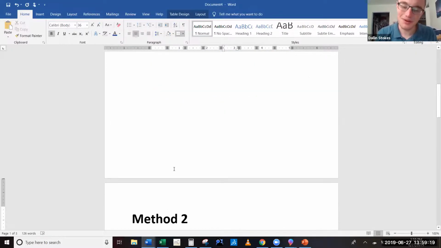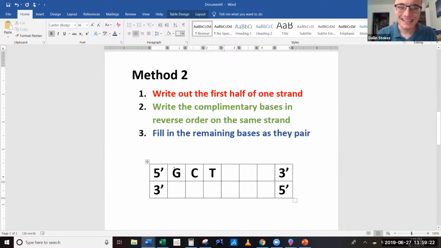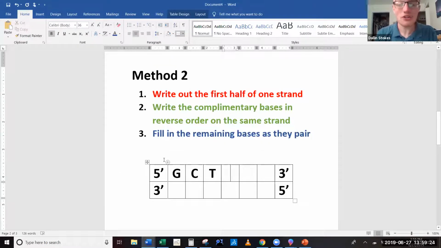So let's do method 1 down here. Okay. Oh, no, just kidding. Okay, this is method 2. Man, my brain is so dead here. Okay. Complementary bases in reverse order on the same strand. This is what we mean. T, what does T pair with? A. So A will actually go next to T. Think of it like a mirror.